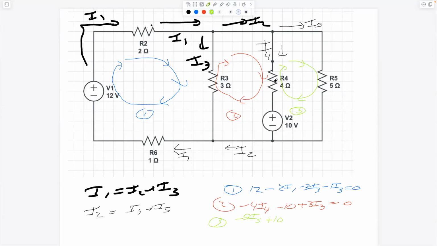And then I go through this resistor. My current's going down. My loop's going up. When the current and the loop oppose each other, you get a voltage rise through that resistor. So plus 4 I4, that's the current that goes through that resistor.